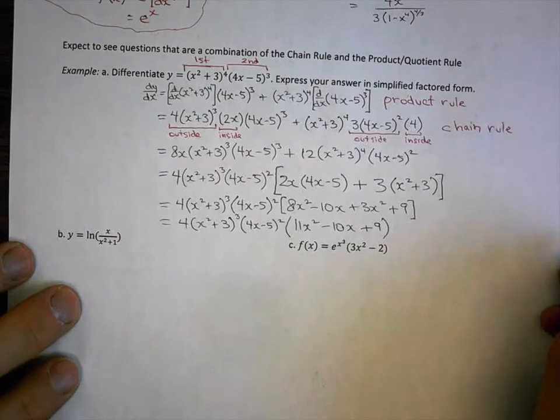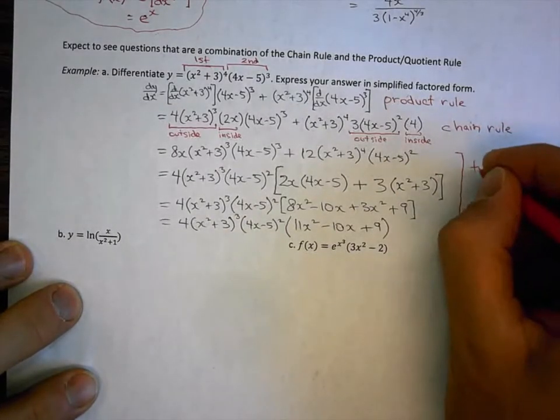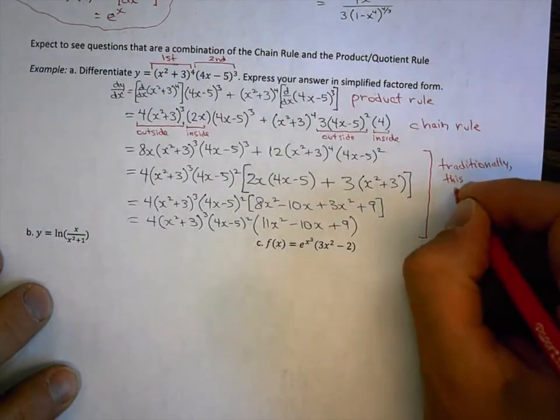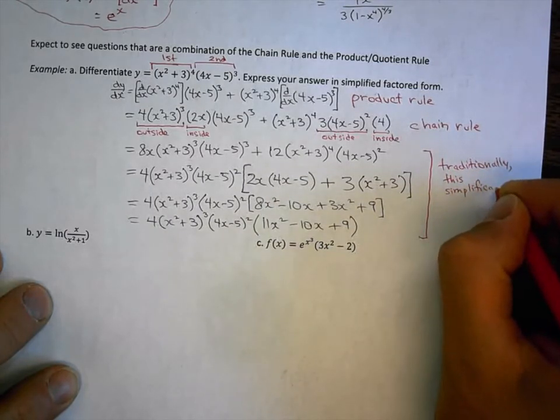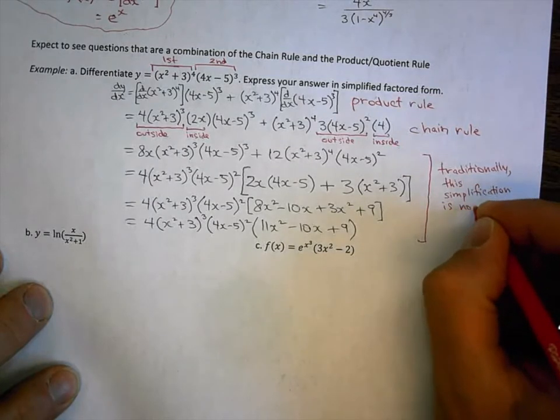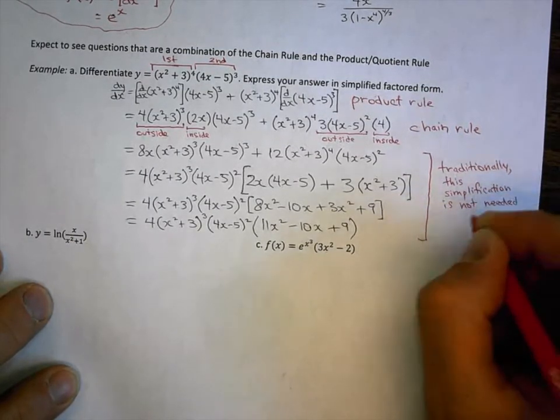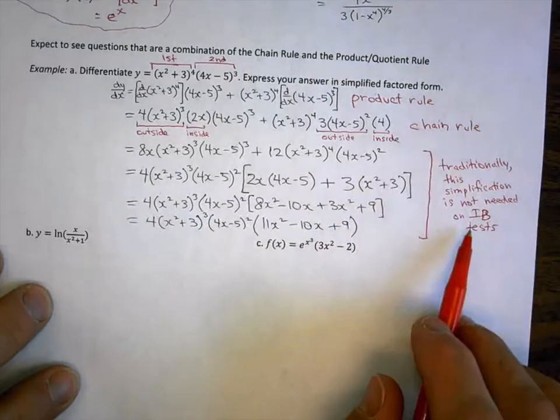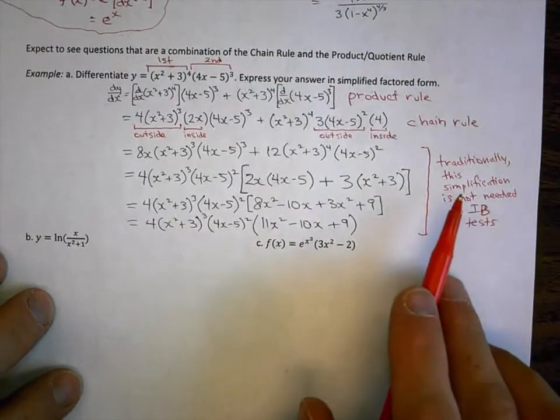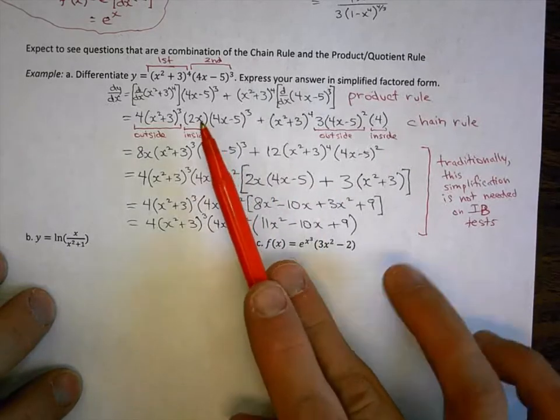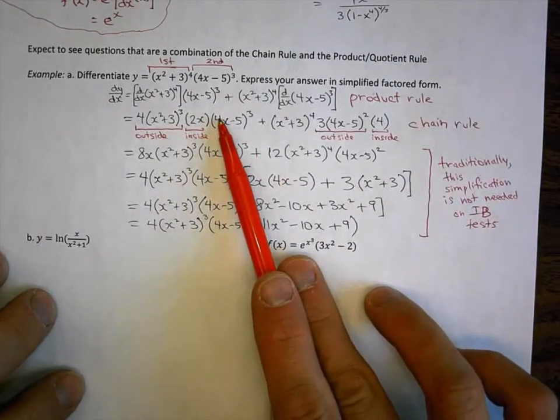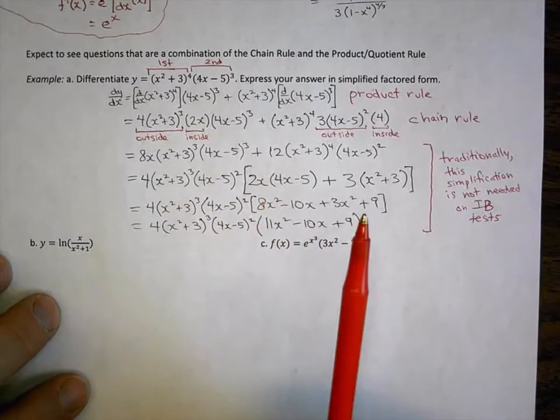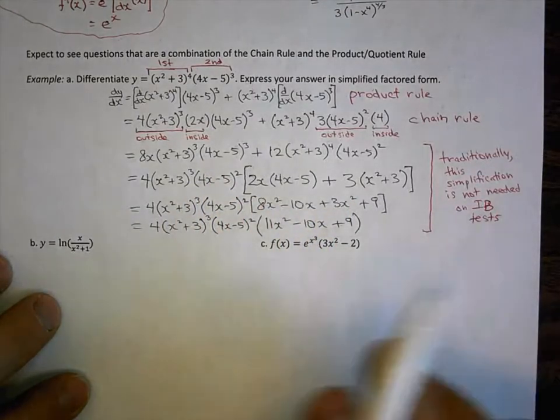Now I will make a note and just say that traditionally this simplification is not needed on IB tests. So on a Mr. Claudia test, it's possible I could ask you this, but on IB tests, they don't have time to ask you questions like this. They're probably going to have a simpler version, or they're just going to get you to stop here. It's very rare that you have to do this. And I find when I teach this concept, this is the thing that stresses out students the most, which is the simplification. So lucky for you guys, you don't have to worry about it too much.